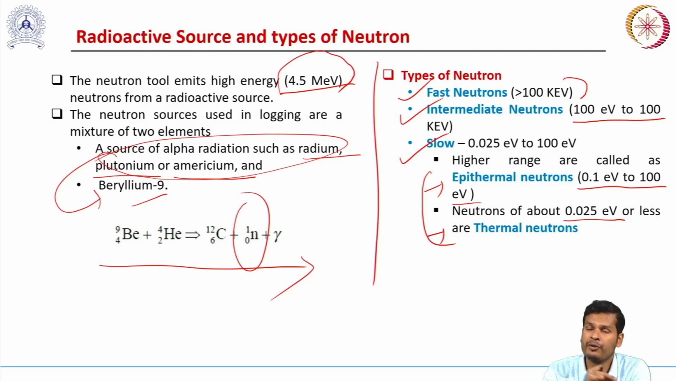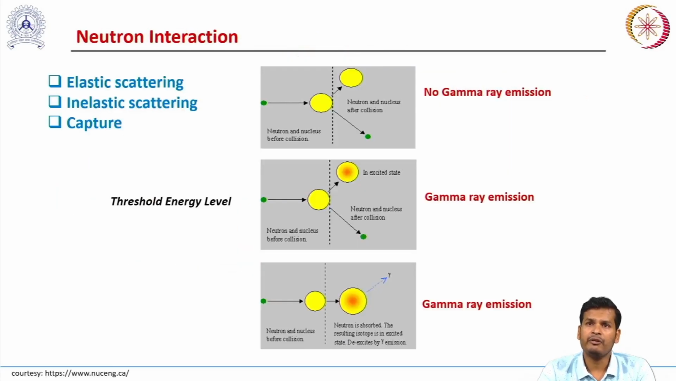When these neutrons go inside the formation, they interact with the formation and then come back to the tool, where they are recorded at a detector. By knowing the count rate at the detector, we can get an idea about our formation porosity. So let us first discuss what types of interactions are possible inside the formation.